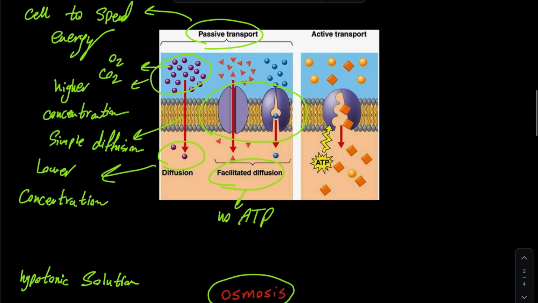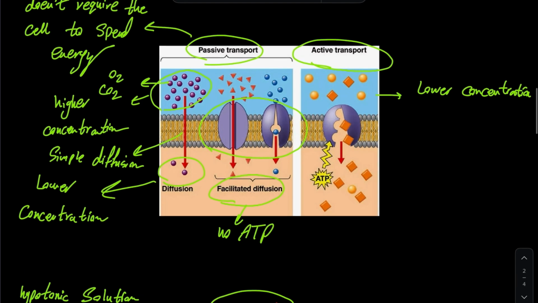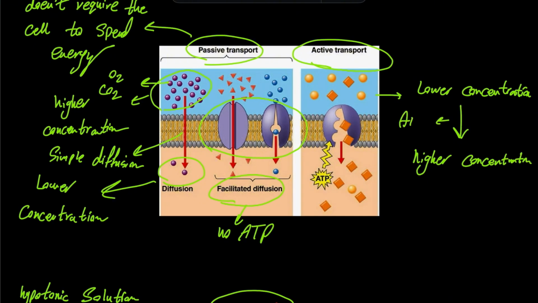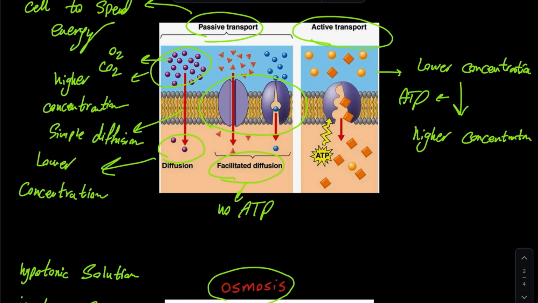The second major category is active transport. Active transport requires energy because substances are moved against their concentration gradient, from lower concentration to higher concentration. The energy usually comes from ATP.